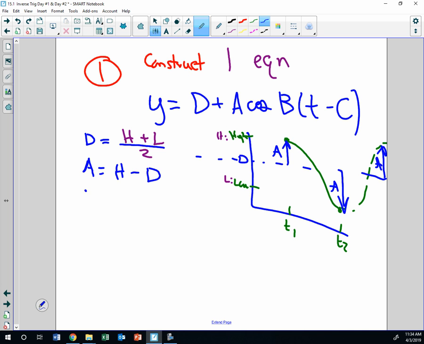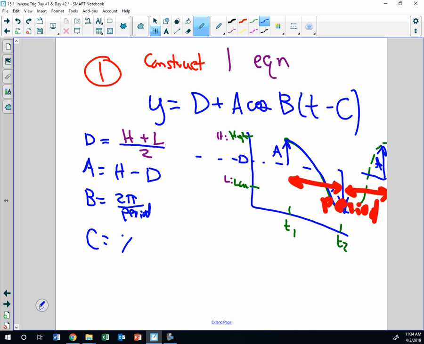Then for b, you took 2 pi and divided by the period. And the period, here's half of a cycle. So if this is half, you're going to have to double it to get the entire period. And then the last thing you do is to find c, and c is the x value of the peak. So that would be T1. In this case, it would be T1. And you just put that into your formula, and you got it.